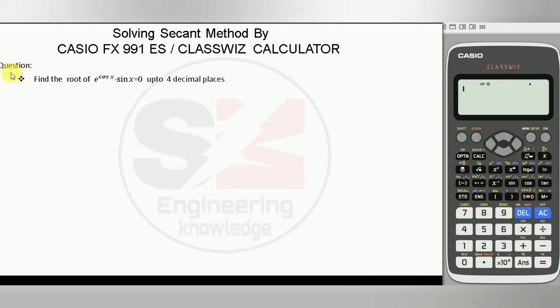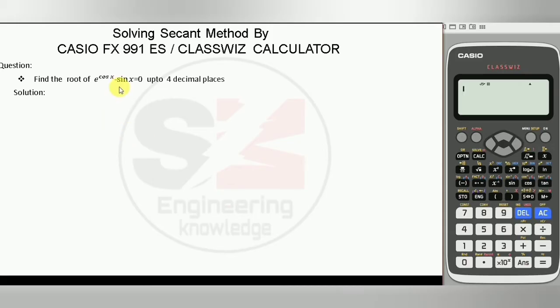At first, the question we are going to take in this tutorial will be like this. Find the root of e^x cos x minus sin x is equal to 0 up to 4 decimal places.